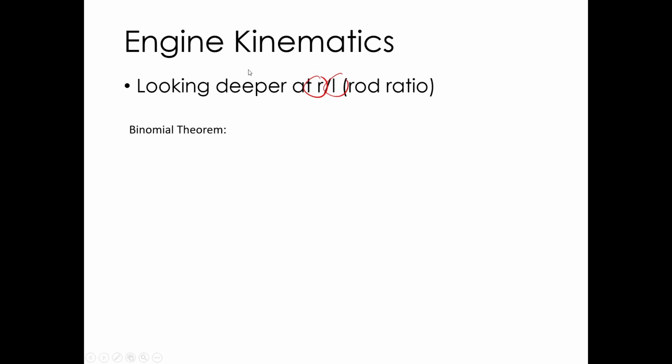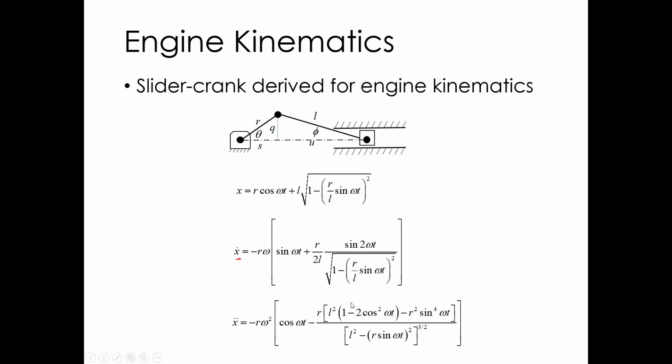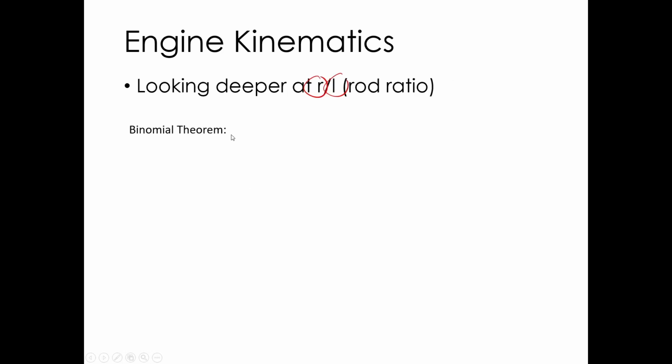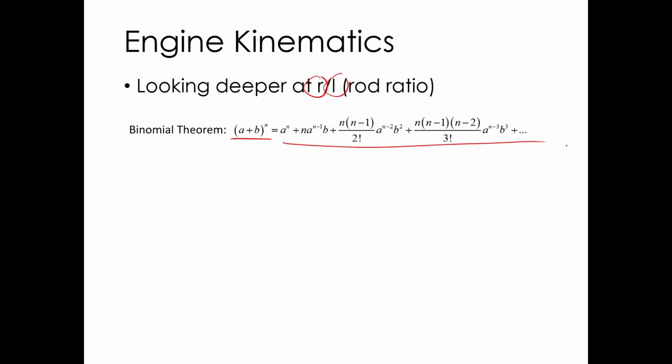So we're going to use the binomial theorem to do a series expansion of this equation, and you'll see why we do it in a second, so bear with me on the math here. The binomial theorem states that (a + b) to the nth power is equal to this infinite sum here. And if you're in this class, you already know this.